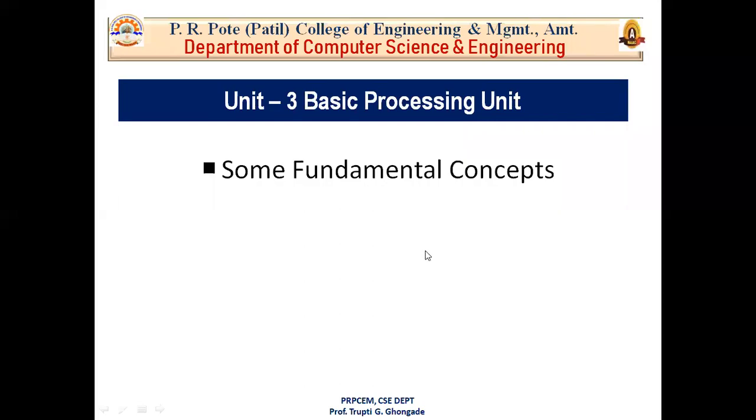Good morning, student. Welcome to unit number 3, that is Basic Processing Unit. As we have completed our first two units, I think we have enough basic knowledge about how instructions are executed and how an instruction is done step by step. So first of all, let's see some basic fundamental concepts.